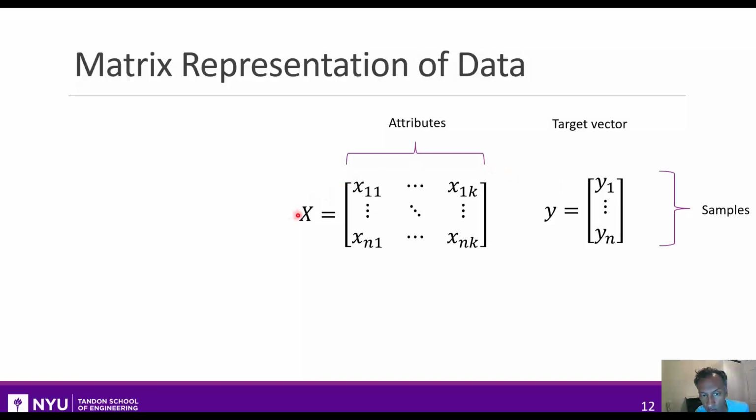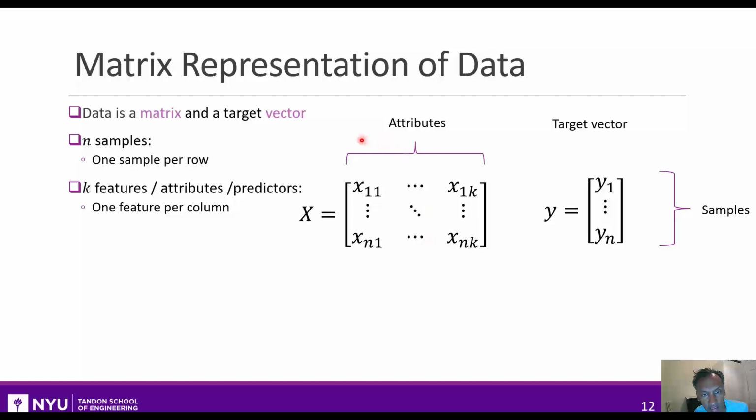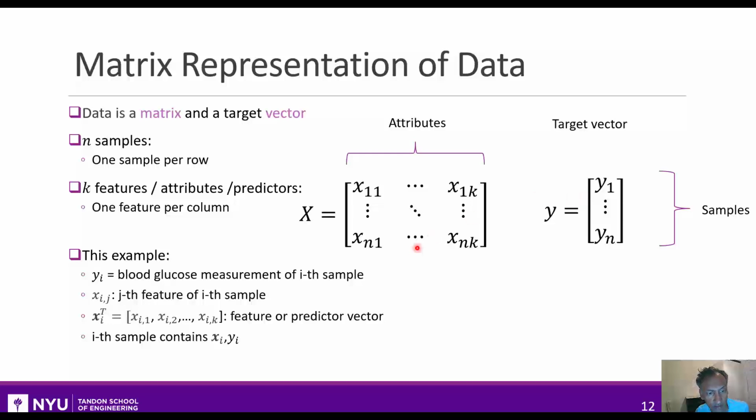We saw that there were two objects, the X, which is the matrix of the attributes. In this matrix, there are n samples, one sample per row, and there are k attributes, in our case 10, one attribute per column. We also have a vector of the target values. In this case, each element y_i would be one value of glucose, and each row would be one sample with the 10 attributes for that sample, like the age, the BMI, and so on.